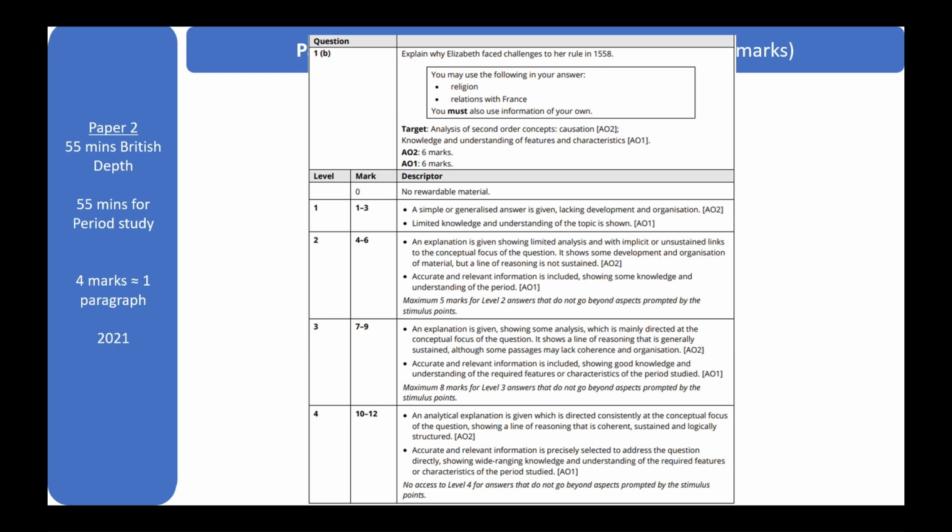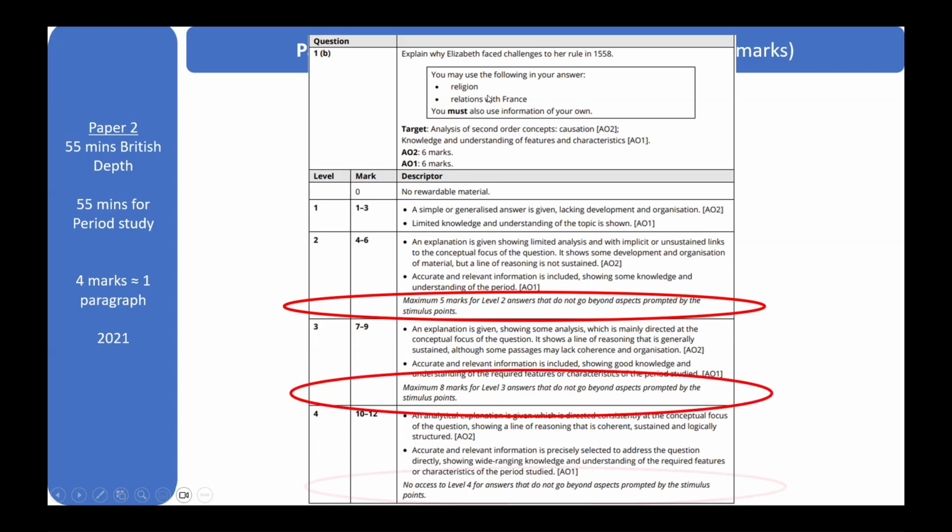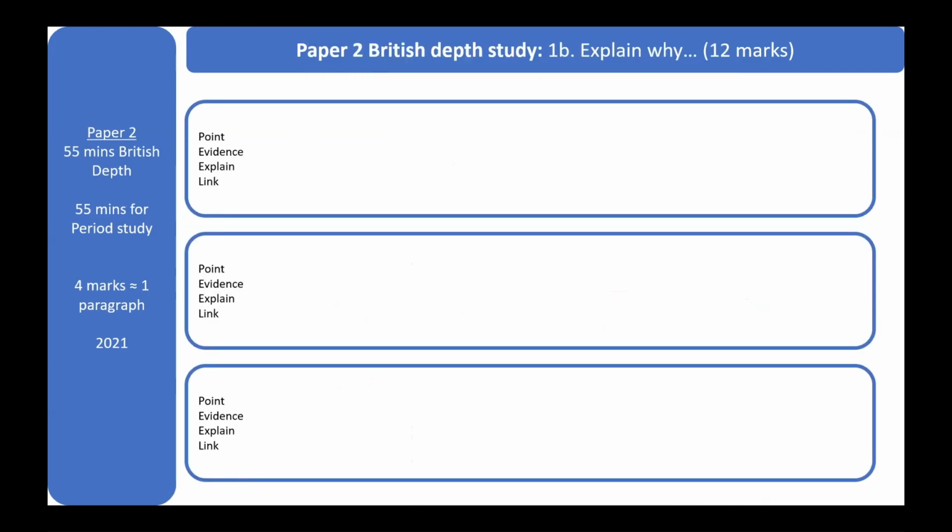This is what the mark scheme for this question looks like. And you'll notice there, you have to go beyond the stimulus points, which is these 2 bullet points. So it's giving you the question, and then it's saying, for this question, you could write about these 2 things. And you can't get into the level 4 bracket if you haven't gone beyond the stimulus points. So as a rule of thumb, we say for every 4 marks, that's 1 paragraph. This question is worth 12 marks, so we're looking for 3 paragraphs. So this is how you set your 3 paragraphs out. Point, evidence, explain, link it back to the question, and then just do that 3 times.